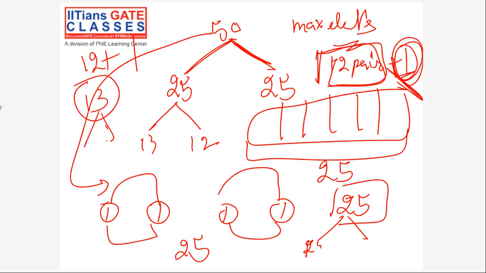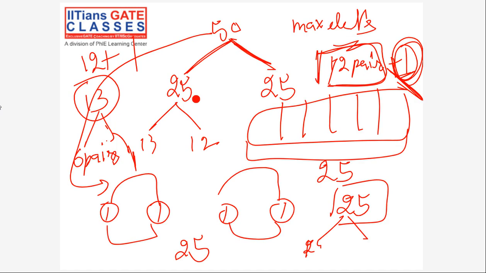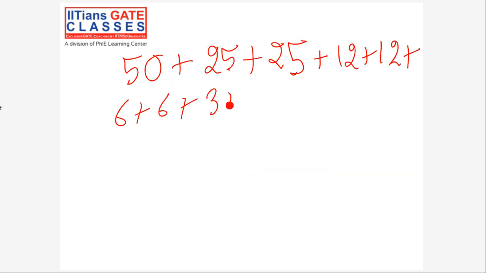So out of 13 I'll get 6 pairs and 1. So 6 pairs comparisons is how much? 6 plus 6 for minimum, and then I will have 6 plus 1, 7 elements. So out of 7 I'll take 3 pairs plus 1. So I'll have 3 plus 3. Then finally I'll have 2 plus 2 and 1 plus 1. Is this complicated? I think so, yes.